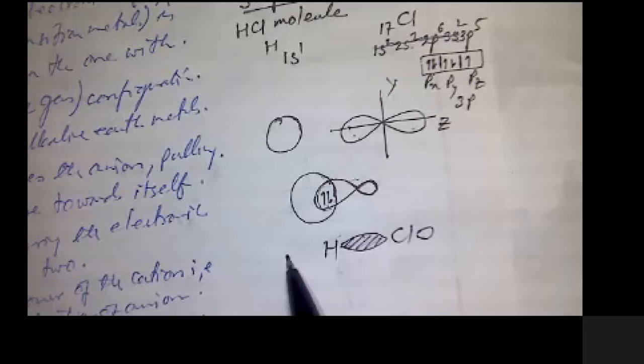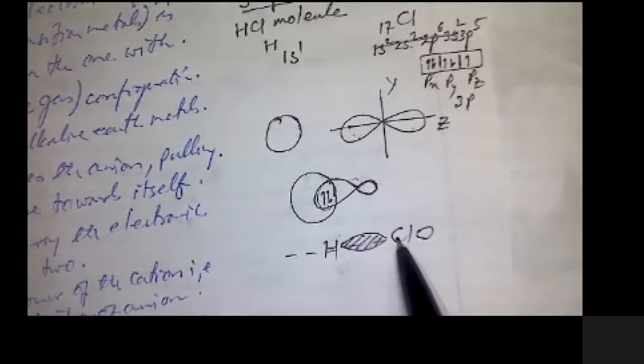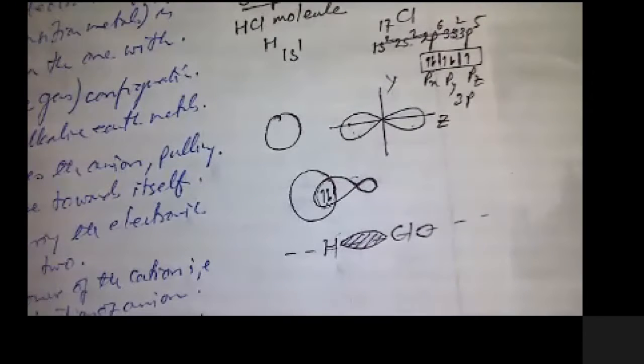So this one, again, if I draw the axis, what can you say? It is on the nuclear axis and in between the two nuclei, isn't it? Overlapping is on the axis and in between the two nuclei. So what type of bond will this be? This will also be a sigma bond. That means if I write HCl, this bond is also a sigma bond.